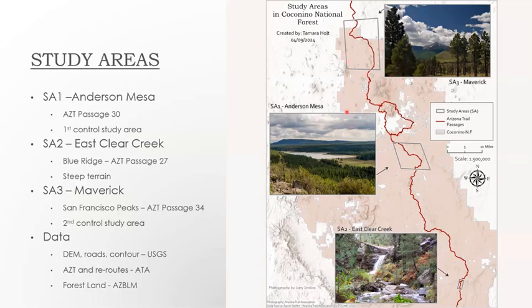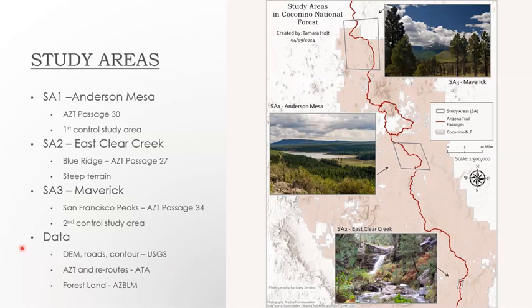These 2 sites were used as the control study areas because extensive fieldwork and analysis had been completed by the Arizona Trail Association. Also, they provided GPX data for their proposed trail reroutes, which I compared to the model for accuracy.